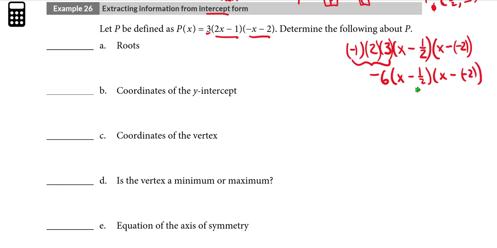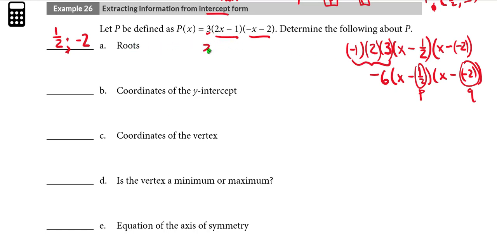And now I have pure intercept form where I can see that my zeros are p and q. So there's 1 half, 0, there's the other 0, and those, of course, are the intercepts of this parabola as well. So now my roots, I can just write 1 half and negative 2. 1 half and negative 2 are going to be the roots. Did I need to convert to pure intercept form to find my roots or my zeros? No, I didn't need to.